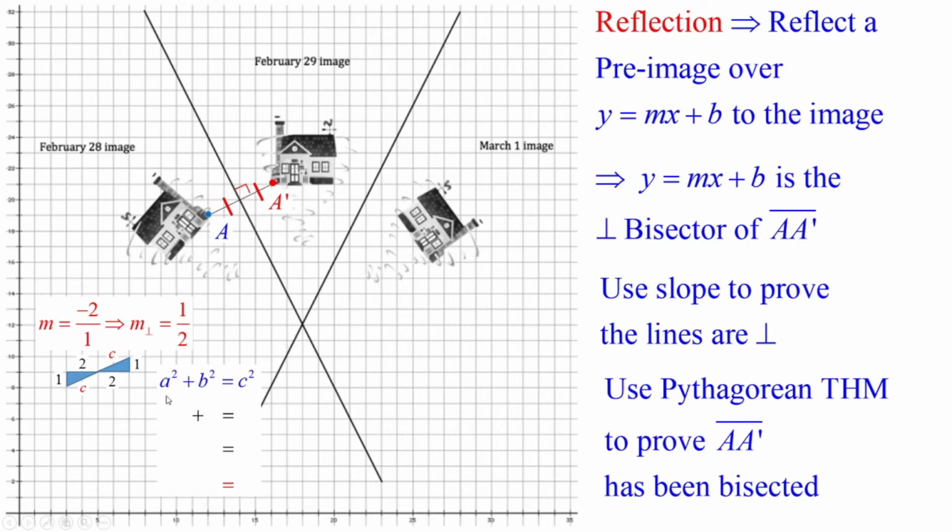You guys know Pythagorean Theorem is a squared plus b squared equals c squared. The a would be a 1. 1 squared is still 1. The b would be a 2. 2 squared is 4, and that has to equal c squared. So let's solve this for c. 1 plus 4 is 5. 5 equals c squared. Now to get rid of that square, you just take the square root of both sides. So the square root of 5 equals c. These diagonals right here are exactly root 5 units. We've just proven they are congruent.